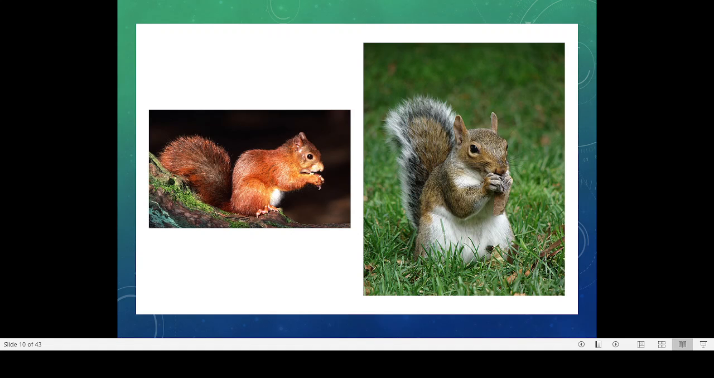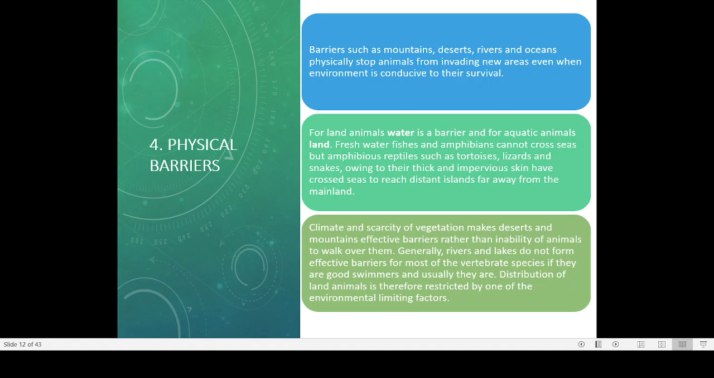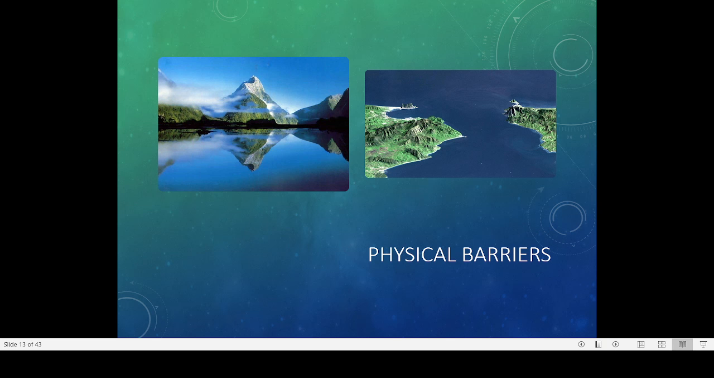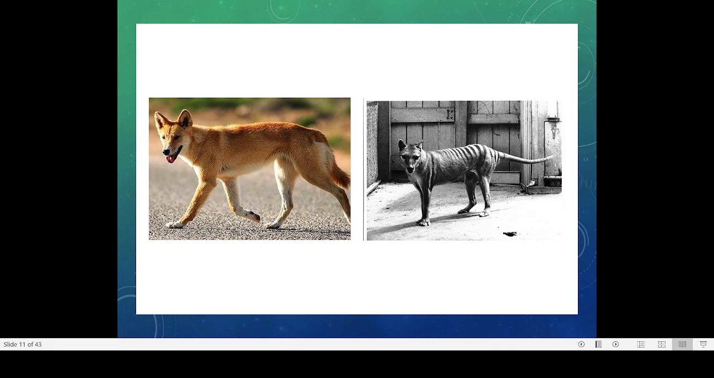Now we have one more factor that we will discuss in another class. That is the physical barrier. Under the physical barrier, we have a lot of subdivisions, and we will take that in another class. Okay. So today we stop with these three factors. So you can take down the question.